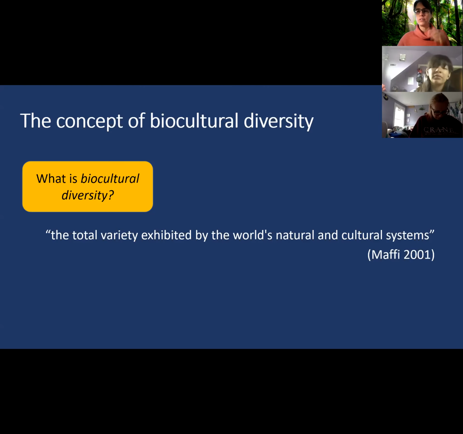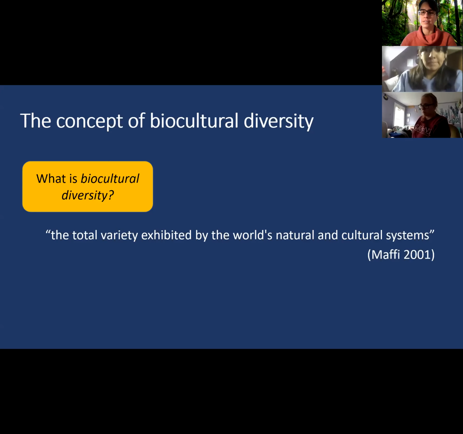So biocultural diversity is the term we're going to be talking about today, and that's the total variety exhibited by the world's natural and cultural systems.